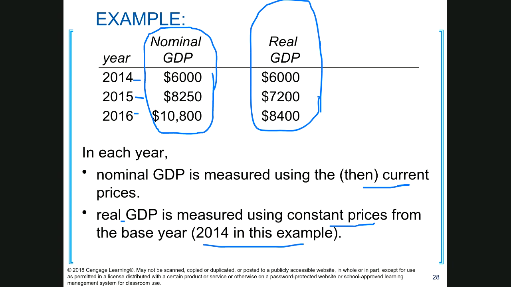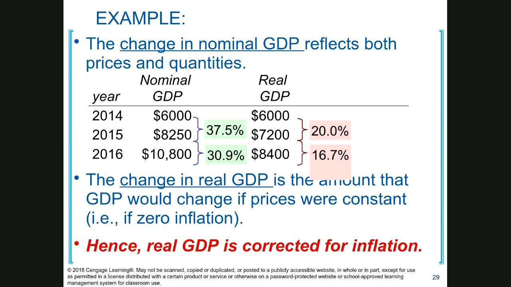Okay. Let's go back in here. And the change in nominal GDP reflects both price and quantity, but the change in real GDP is the amount that GDP would change if prices were kind of constant. Hence, real GDP is corrected for inflation. We actually jumped 20%, not 37.5%.